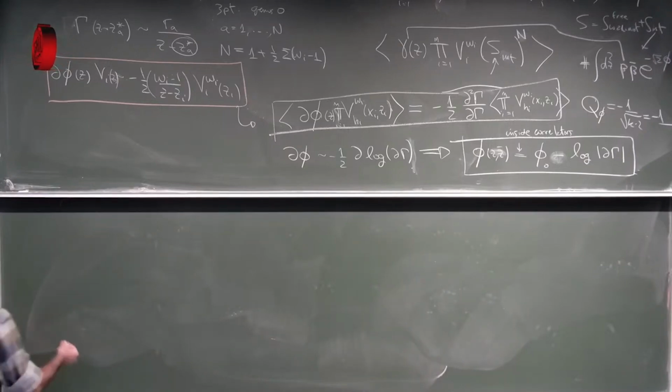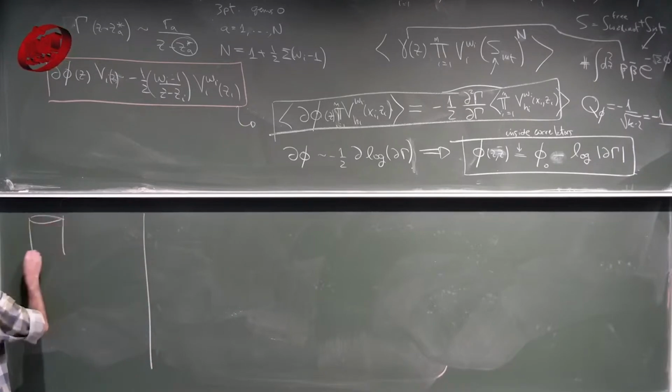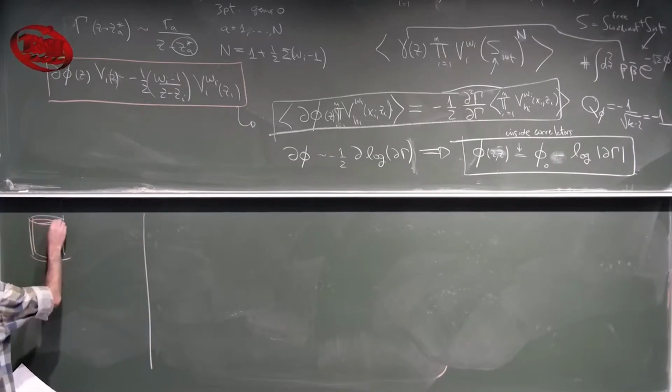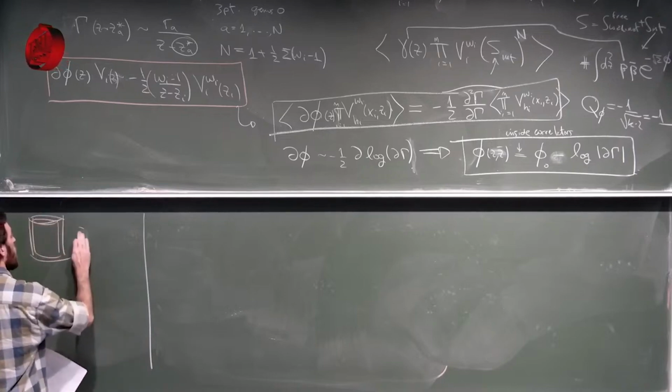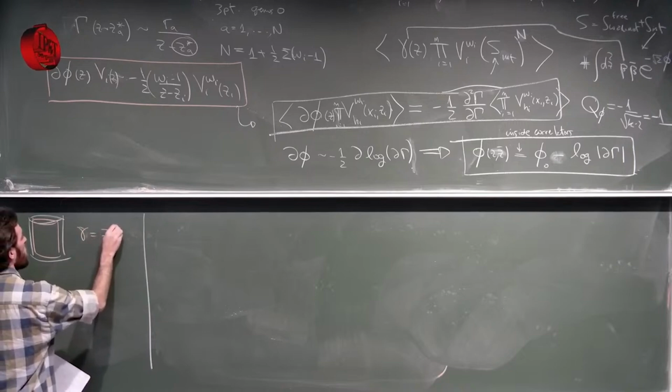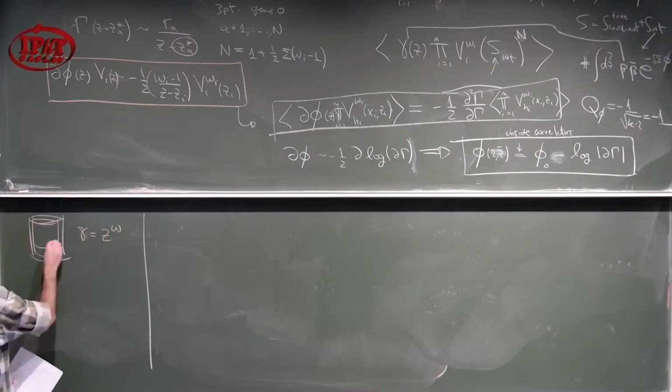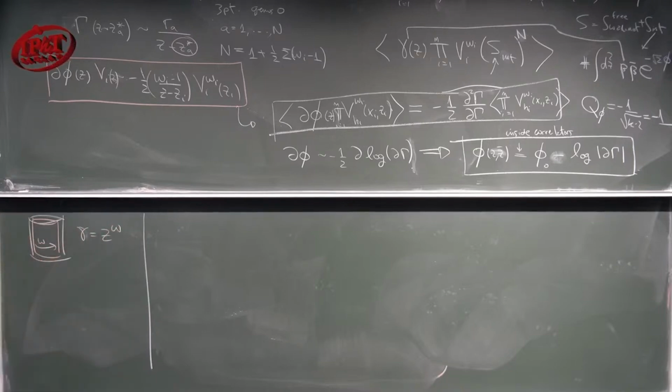But it's nice for two reasons. First of all, if you look at the cylindrical solution that I wrote on the other blackboard, or something like this, I told you that I had gamma being z of omega, right? This goes omega times around the boundary.